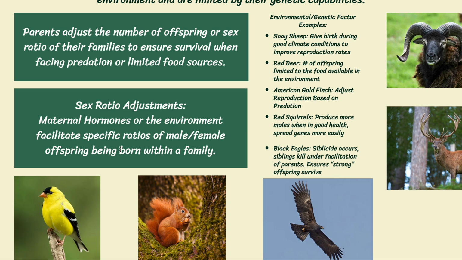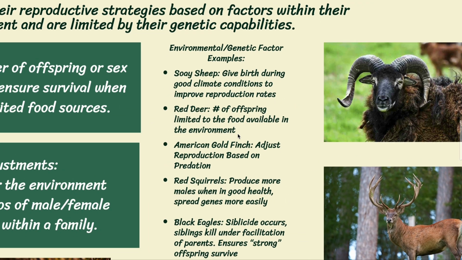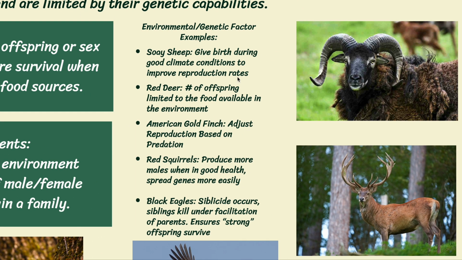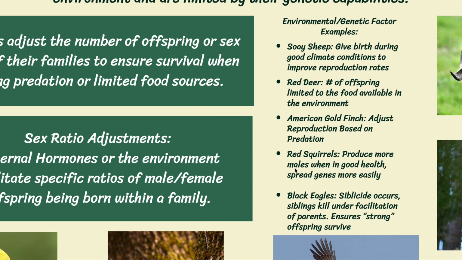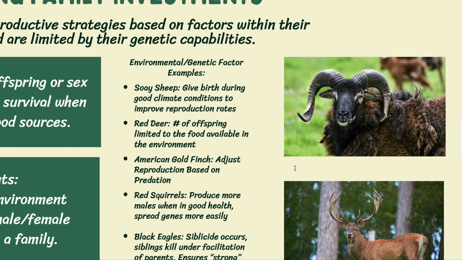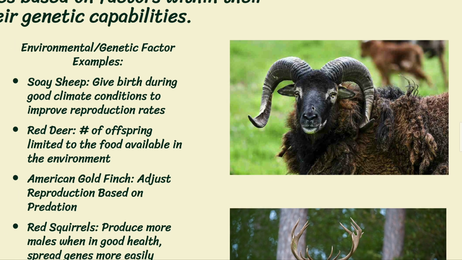The environment also plays a big role in the offspring that may be born within a family. Here is an example of environmental conditions and genetic factors within the animal kingdom that may determine particular offspring. Okay, so we start with the soay sheep. So soay sheep, let me get the picture. Oh, where'd they go? Oh, sorry, they're right here. This is a soay sheep. They typically give birth during good climate conditions to improve reproduction rates and to have healthy births.